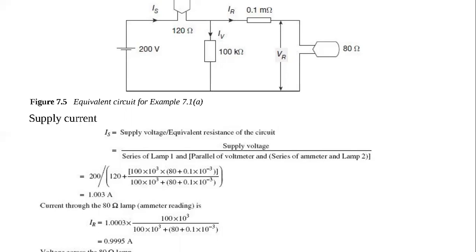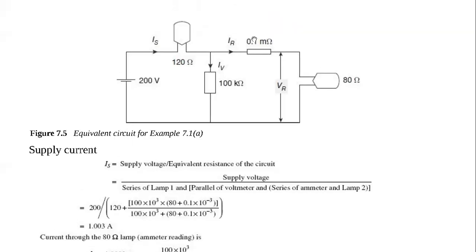With that in mind, we can get the value of the current through the 80 ohm lamp. Remember our interest: we are trying to get the power. Once we get the current, we can also get the voltage and the power. So what is the current through the 80 ohm lamp? We have seen the total supply current is 1.003. Using the current divider rule, we find the current through the 80 ohm lamp, and it will also be the current through the ammeter because they are in series, and as we have said, current in series is the same.